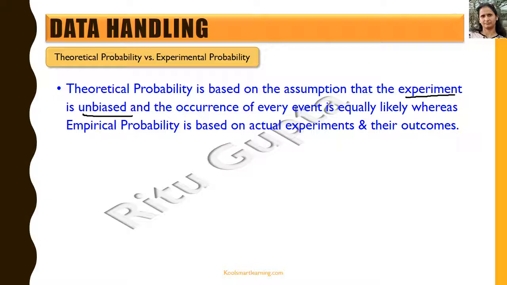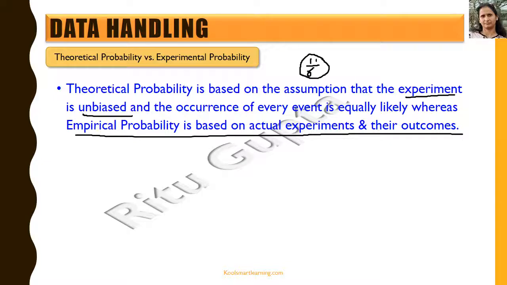Whereas empirical probability is based on the actual experiments and their outcomes. So say, for example, we are asked to find the theoretical probability of getting a 1 when a dice is thrown. It is clearly 1 by 6, because the total possible outcomes are 6, and the outcome we want is just 1, so it becomes 1 by 6.